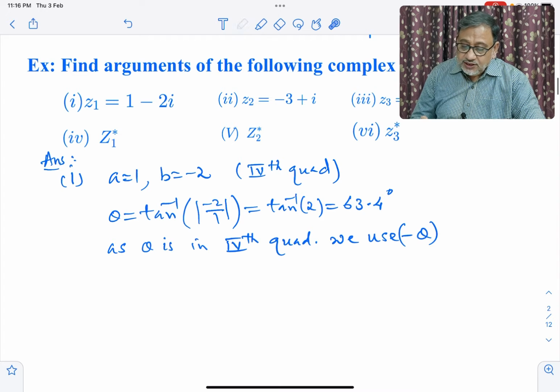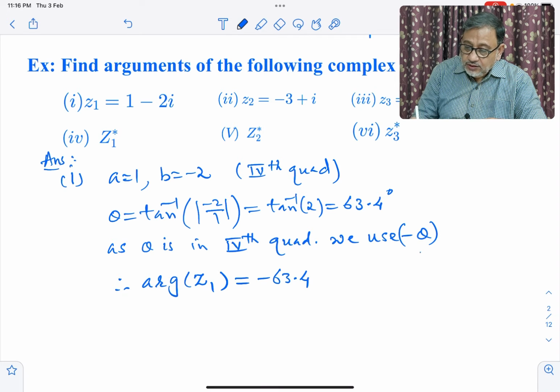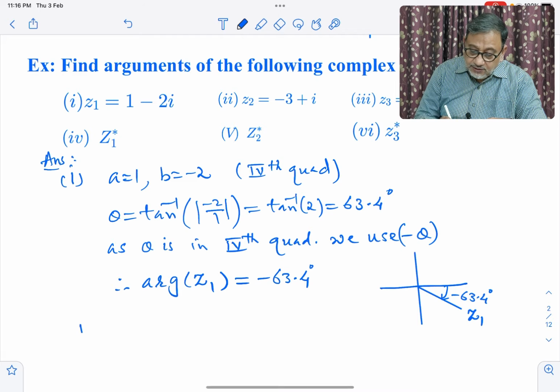Okay. So here we are going to use negative. So therefore argument of Z1 will be negative 63.4. And if you want to draw its figure, it is something like this here. Yeah, Z1. And this is that angle, negative 63.4 degrees. Okay. Now look at the second part of this question.